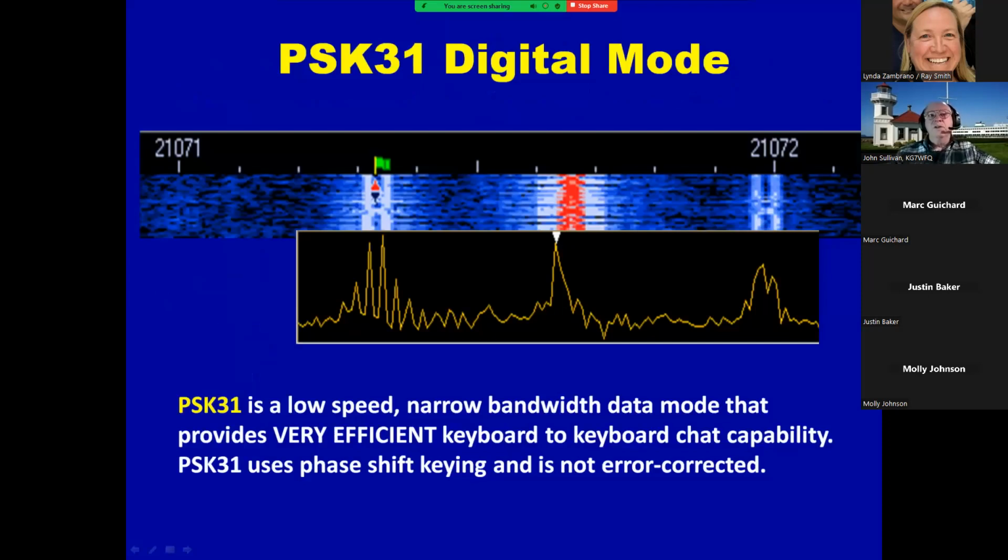PSK31, we mentioned before, is phase shift keying with a very narrow bandwidth. It's a data mode. It's very efficient. It's essentially texting, like texting or chatting keyboard to keyboard over amateur radio. PSK31.